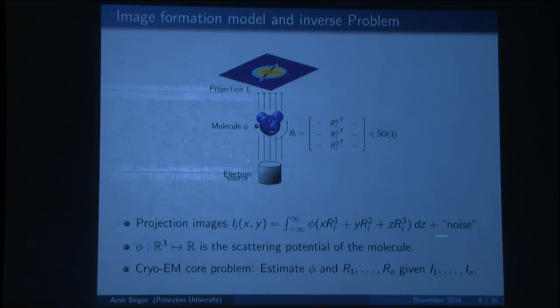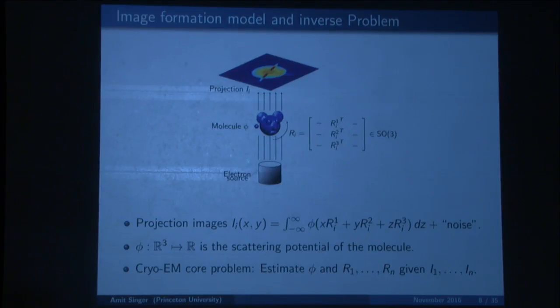That is, if you know the rotations, then the image formation model is a linear model, just like in medical imaging. However, in cryo-EM, because we don't know the rotations, there is a very problematic and strange nonlinear dependence. So we cannot simply invert this operator, because it's very nonlinear.